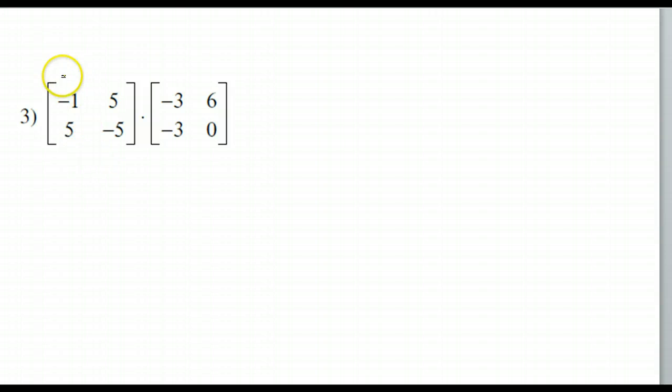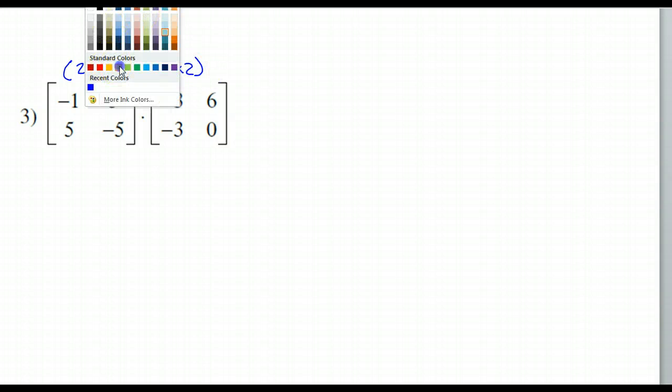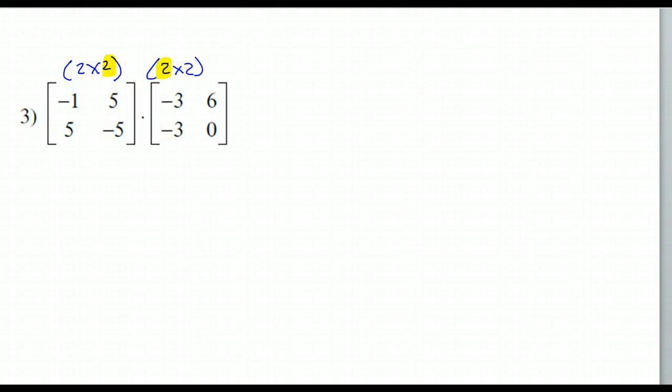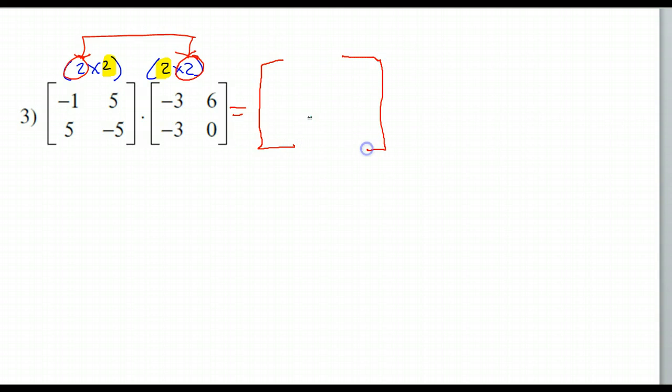Let's take a look at problem number 3. This is a 2 by 2 matrix and another 2 by 2 matrix. Because of the inner dimensions, I know that it's possible. These have to be the same. The outer dimensions tell me the shape of the answer. So I know that in the end I'm going to have a 2 by 2 matrix for an answer. So let's go ahead and set that up.